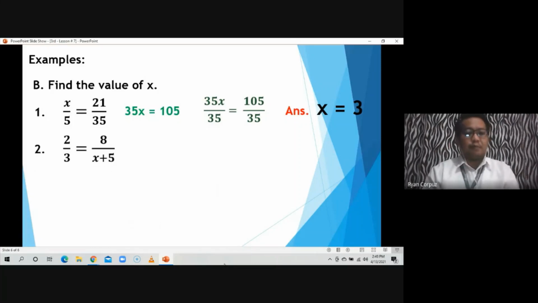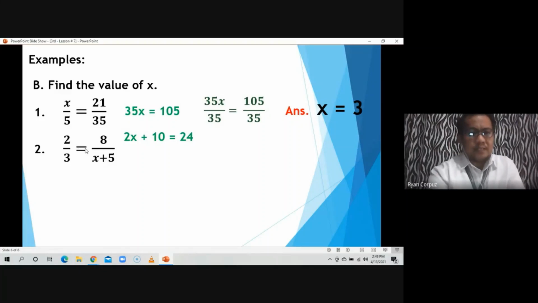So let's have example number 2. The given is 2/3 is equal to 8 over x plus 5. Just like what we did in example number 1, let's simply apply cross multiplication. If we apply that, it becomes 2x plus 10 is equal to 24. How did it become that? We multiply this. Since it is a binomial, we apply the distributive property. So 2 times x, we have 2x, plus 2 times 5, we come up with 10, which is equal to 8 times 3, 24.